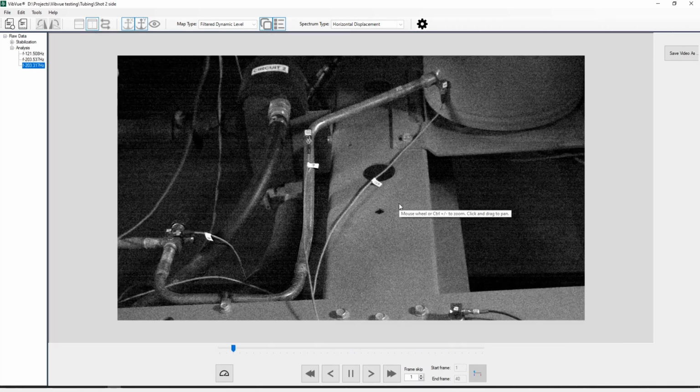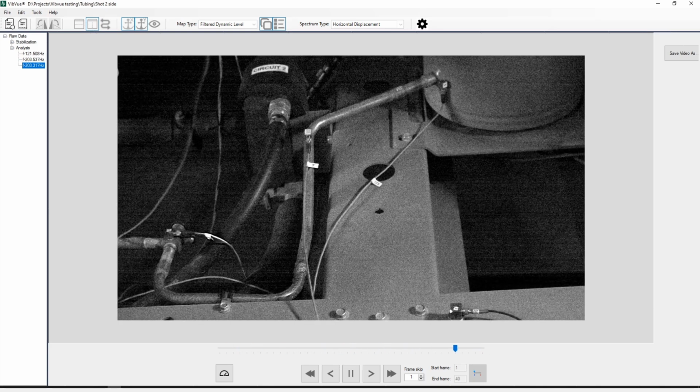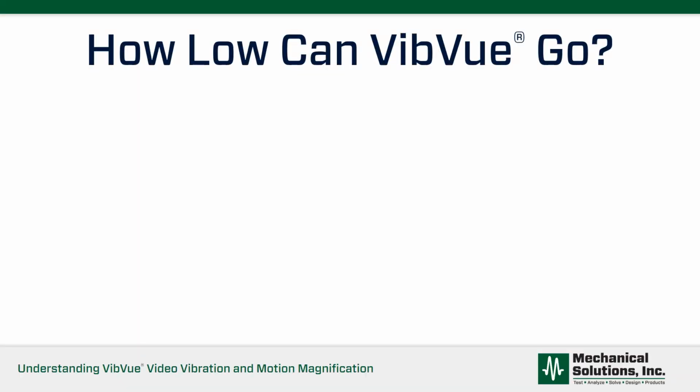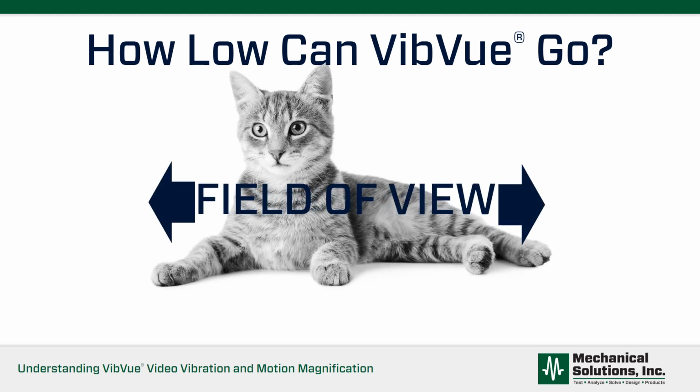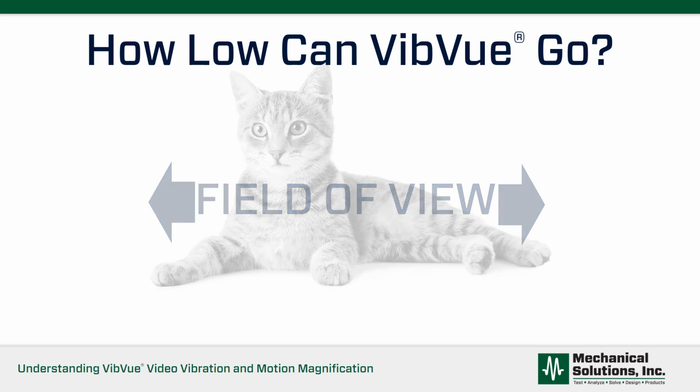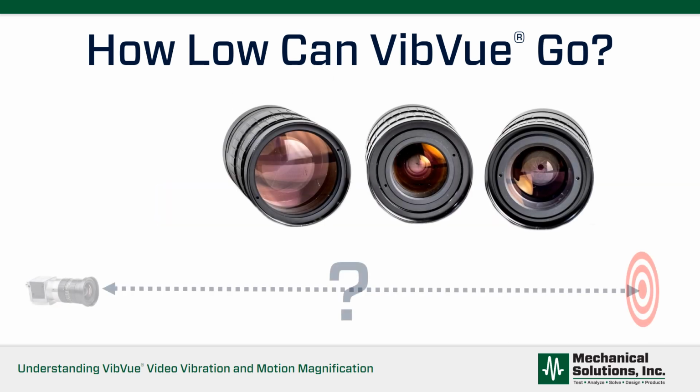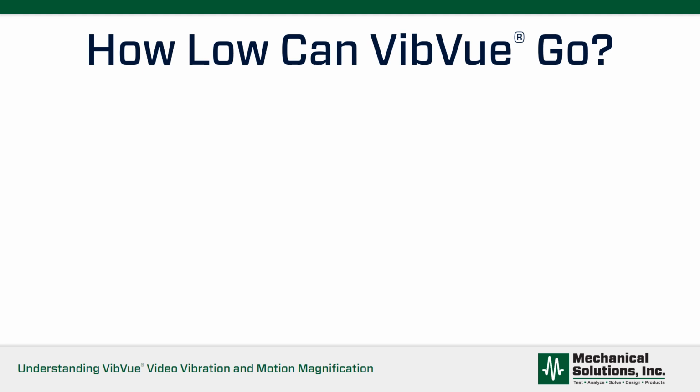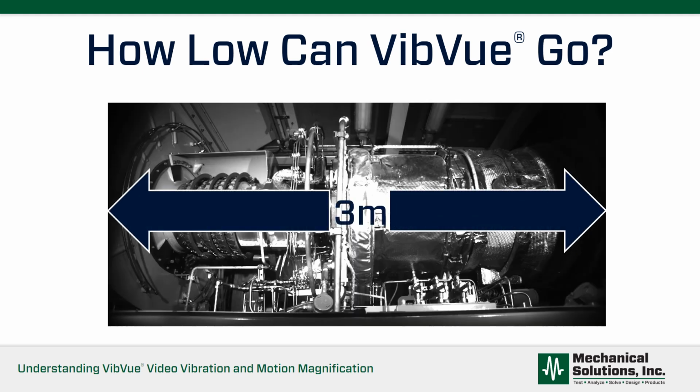So, back to the question. How much amplitude needs to be there in order for VibVue to detect, measure, and magnify it? As we know, field of view matters when detecting amplitude. If someone tells you video vibration amplitude detection capability without the field of view, or talks about lenses or distance from the object, you now know why it's important to ask for clarification. We'll use a 3 meter or roughly 10-foot field of view as our reference, measuring peak to peak.